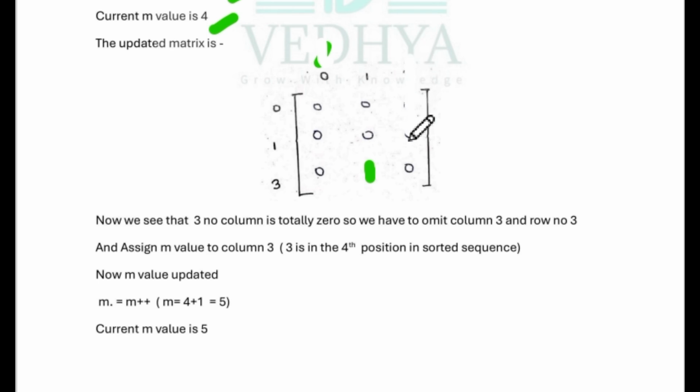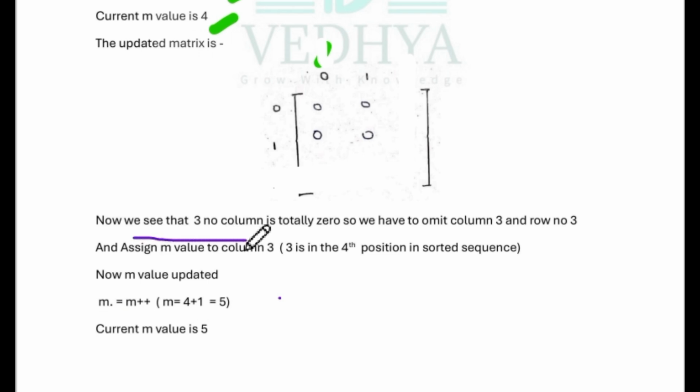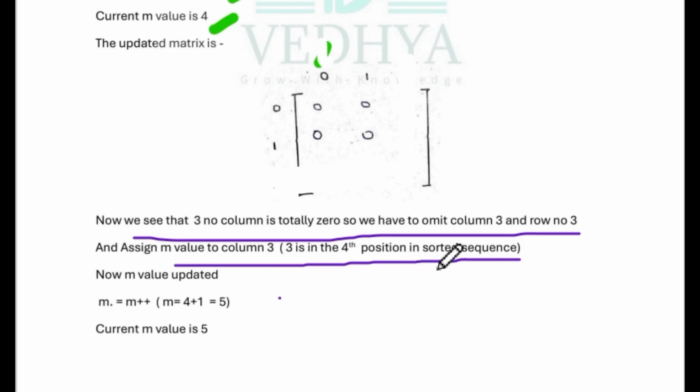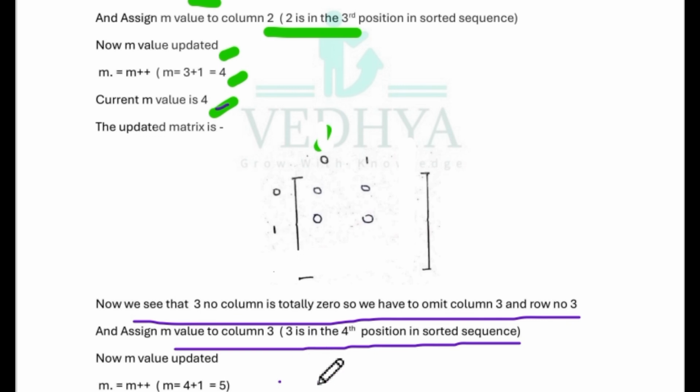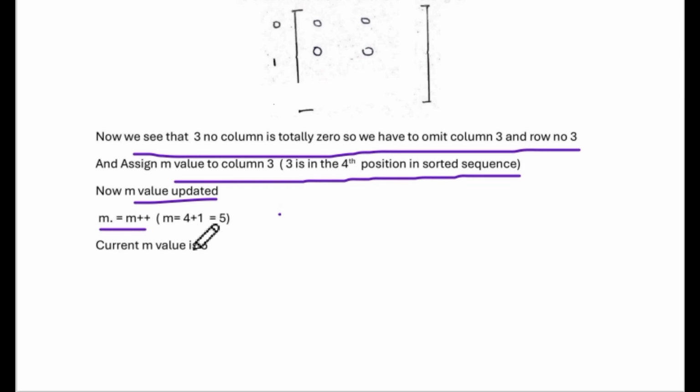So we have to omit column 3 and also the same row number, row 3. As we see, column 3 is totally 0, so we omit column 3 and row 3. Assign M value to column 3. 3 is the fourth position in the sorted sequence because M value is 4. Now the updated M equals M plus plus, previous M value is 4, and now it is 4 plus 1 equals 5.